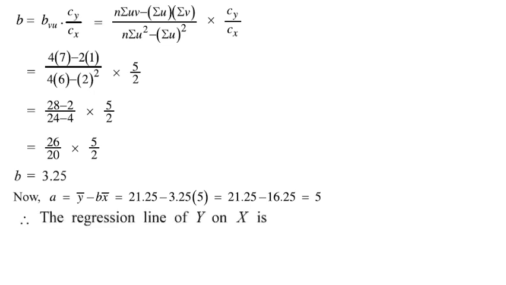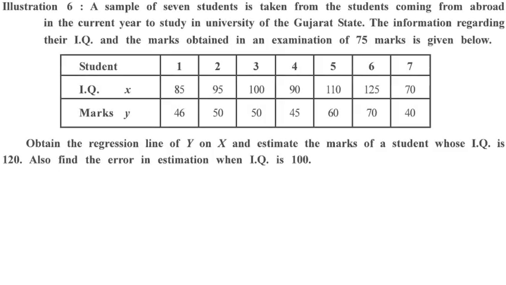Now the regression line of y on x is y cap equals a plus bx, and when you put the values into the equation, y cap will be 5 plus 3.25x. In case you forgot, in the last illustration we didn't have to find anything new, we just had to make a regression line, and because of that, that was the end of the sum. We don't have to estimate anything, we don't have to find any error, etc.